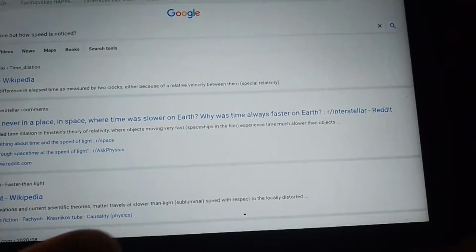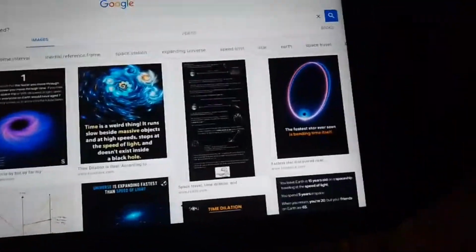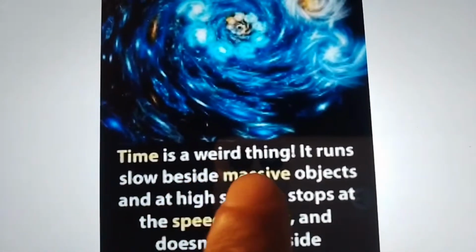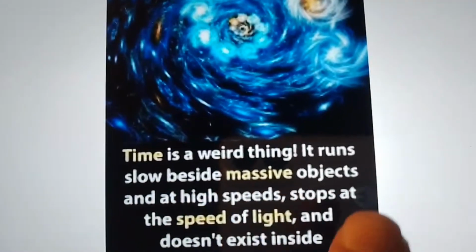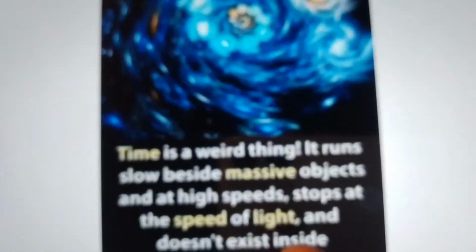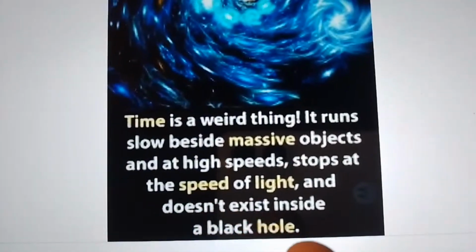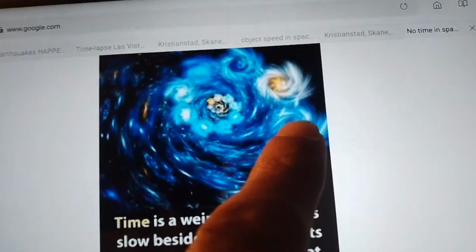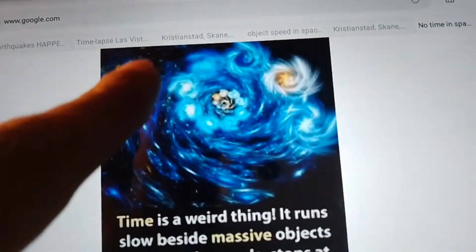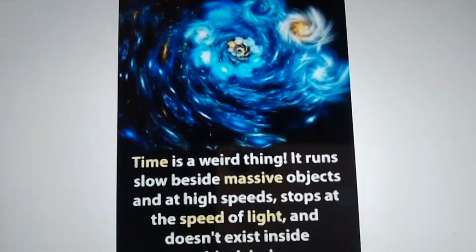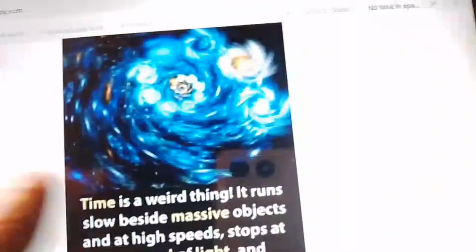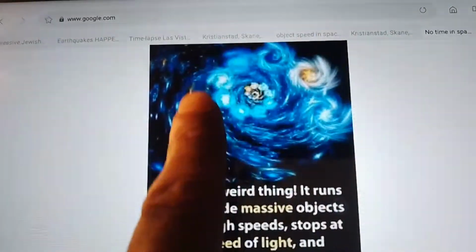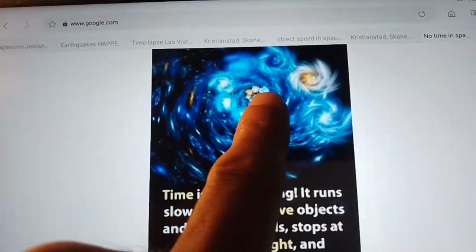There's no time in space, but how is speed noticed? So this is the picture I was looking for. Time is a weird thing. It runs slow behind massive objects, at high speed it stops at the speed of light, and it does not exist inside a black hole. So this is the wheel, let's say, the object. It went up here. It's going to the black hole. The black hole is sucking the object inside of it.